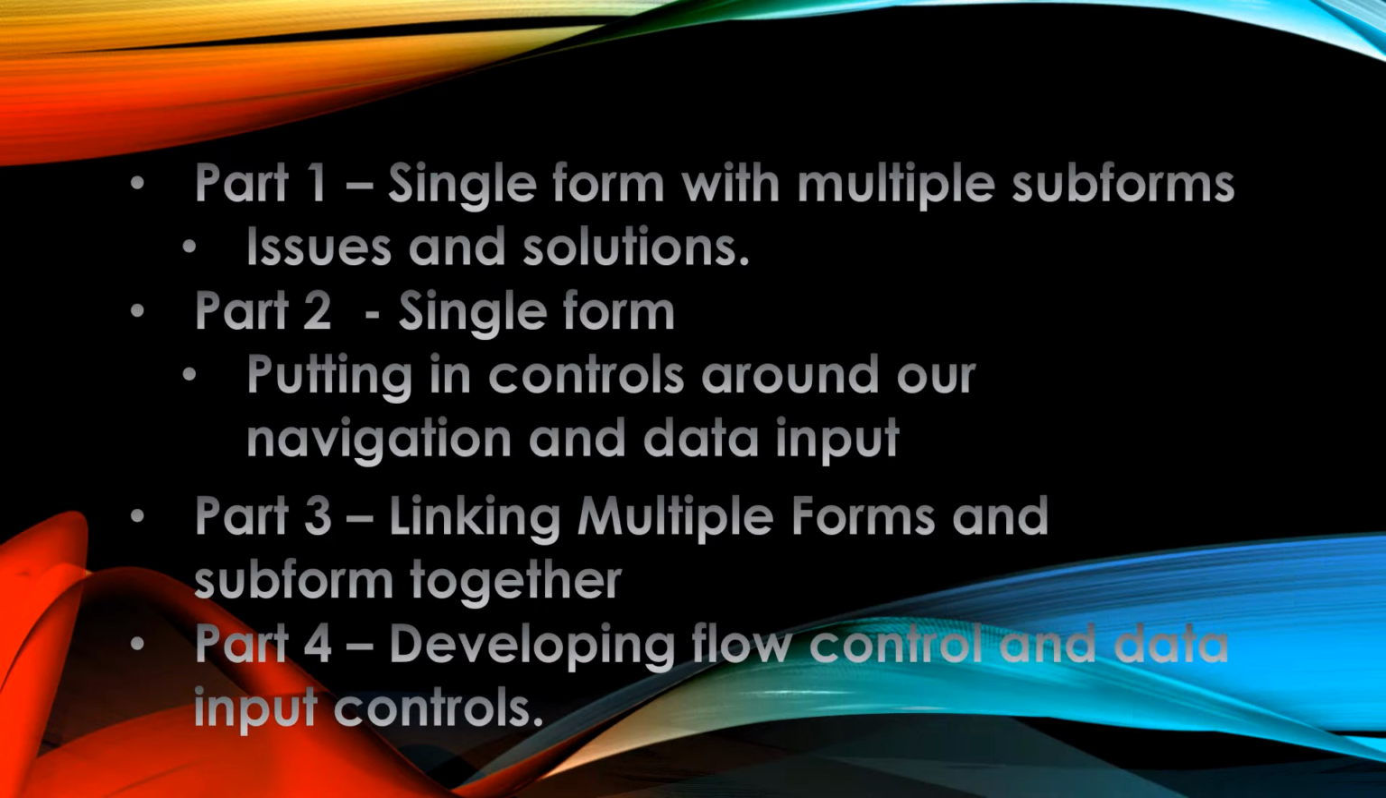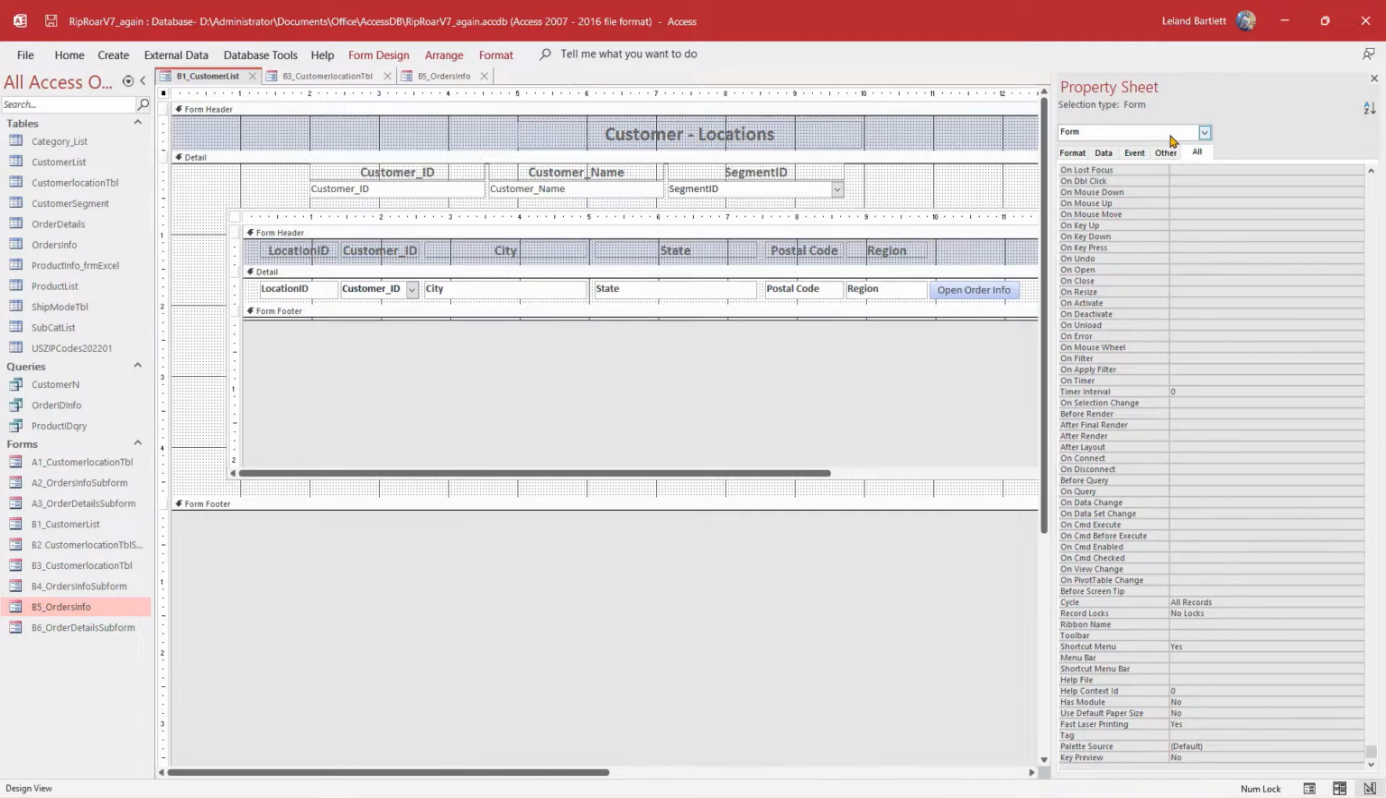Okay guys, this is part 2 of a 4-part video working with forms in Microsoft Access Relational Database. In part 1, we created a singular form with multiple tables and talked about the issues and solutions with doing it. And here in part 2, we're going to improve upon the navigation and put some in flow controls and data input controls to make it easier and more accurate. With that, let's go. Forms. All right.